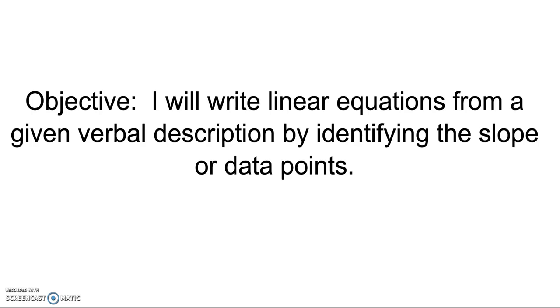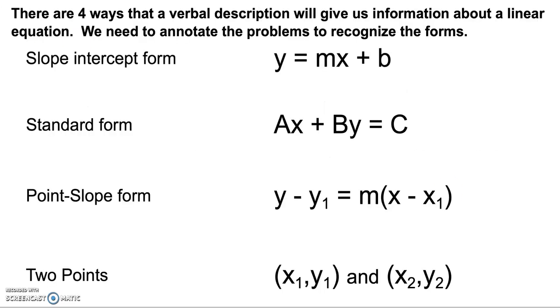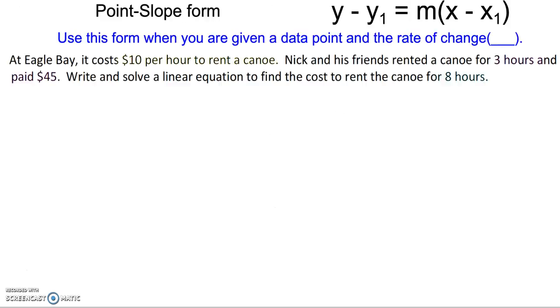In this video, we will write linear equations from a given verbal description by identifying the slope and points. In the last video, we took a look at verbal descriptions describing slope-intercept form and standard form. In this video, we're going to focus on the last two, point-slope form and given 2 points. So the verbal descriptions are going to give us information that we can plug in to either one of these.